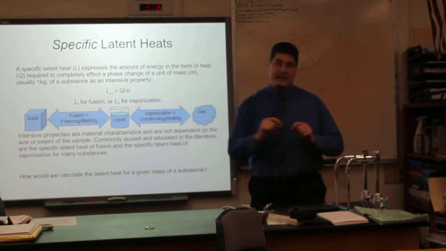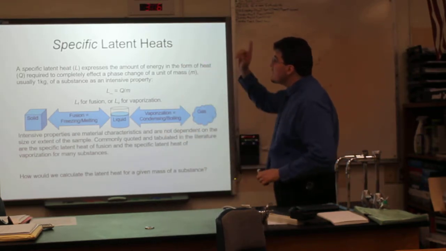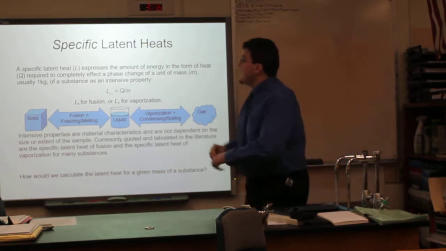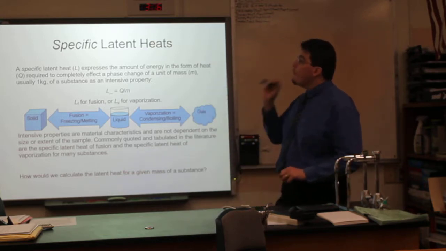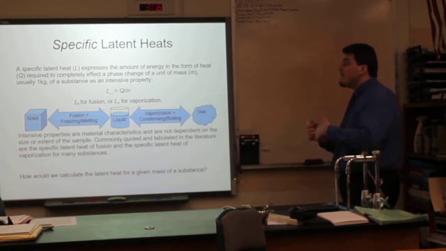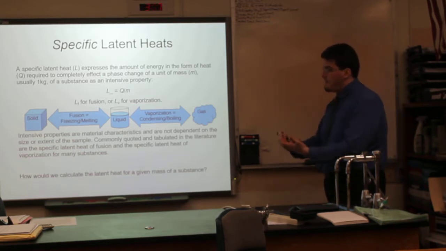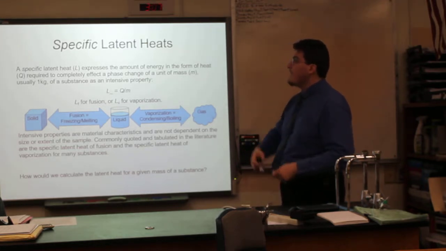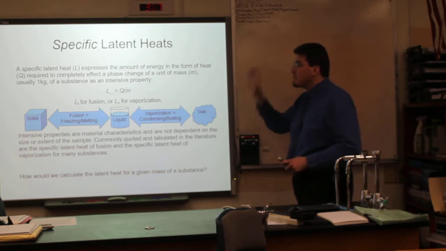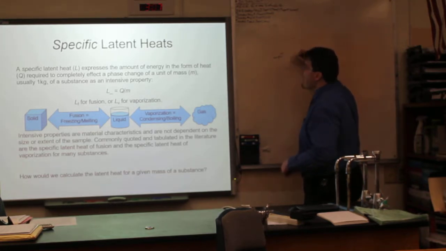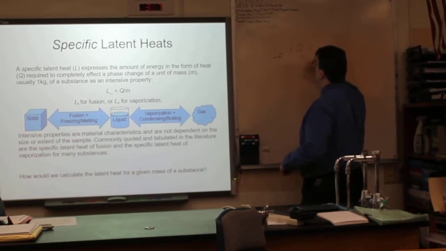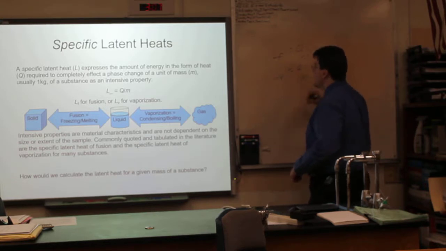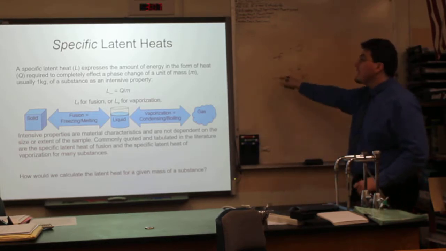So, the specific latent heat, which is what you will be tested on, the specific latent heat is L. It expresses the quantity of energy in the form of heat Q required to completely affect a phase change of a unit of mass M. This is usually 1 kilogram for all intents and purposes. That's what you'll be working with. Of a substance, this is an intensive property. So LF is Q over M, and LV is Q over M. That is your latent heat of fusion and your latent heat of vaporization.